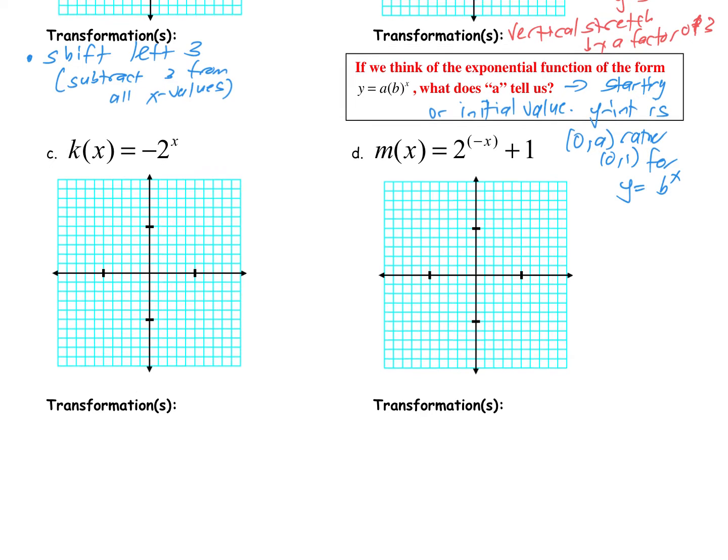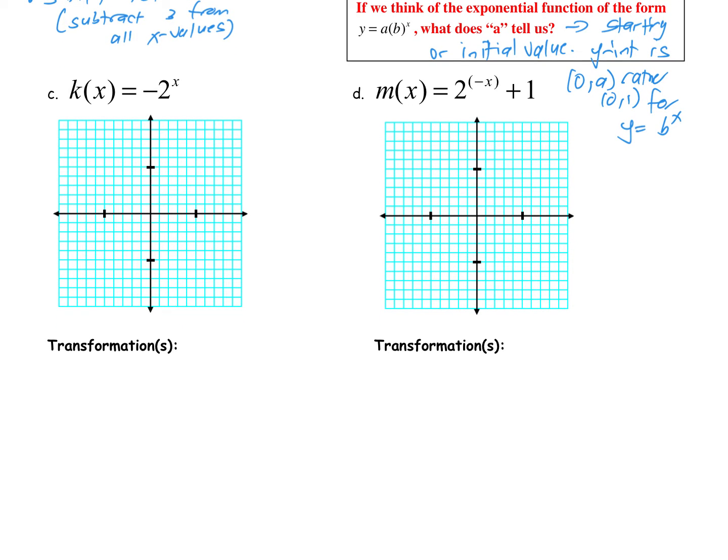Okay, the next function that we have is k of x, and k of x is negative 2 to the x.